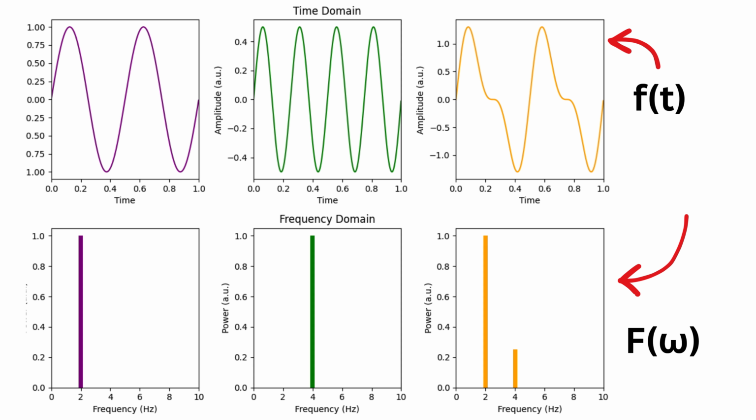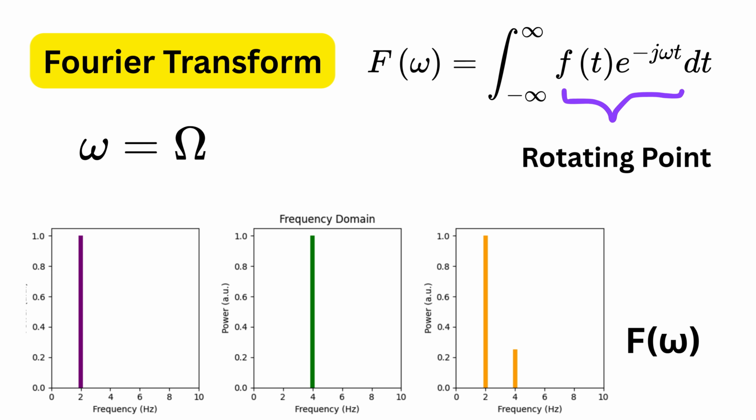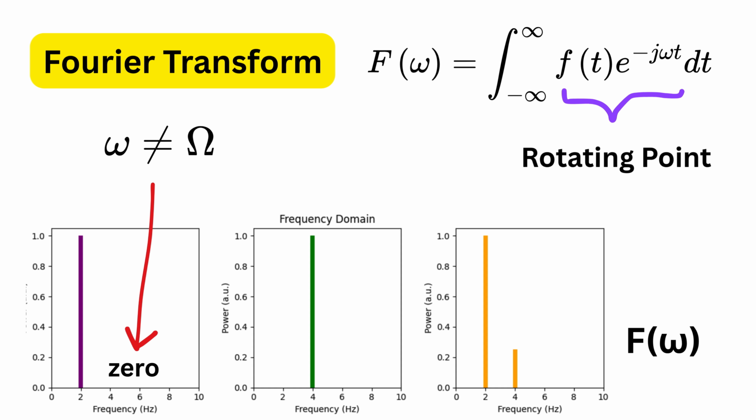So, in order to get this peak, we use this idea of integration. We essentially add up all the tiny contributions of the rotating point over time, like summing up many little arrows along the circle. When the rotation frequency matches the signal frequency, these contributions all point in the same direction, so they add up to a large value, creating a clear peak in the Fourier transform. If the frequencies don't match, the contributions cancel out in different directions, giving little or no net amplitude.